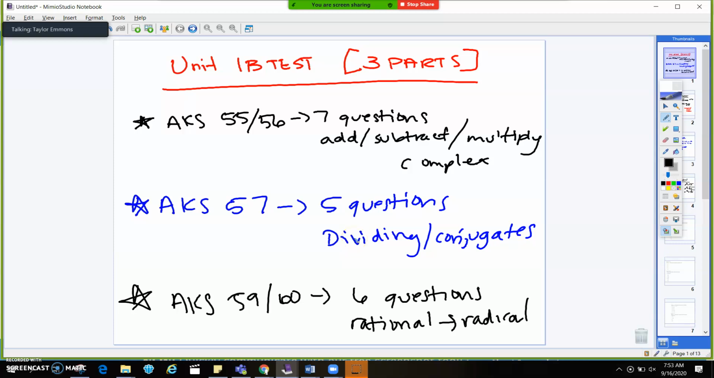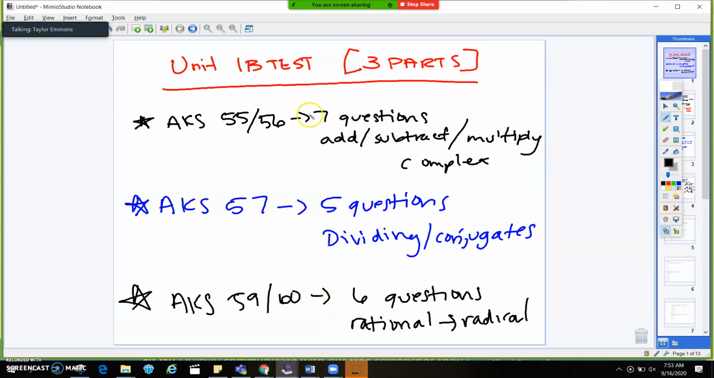So the first thing that everybody always asks is about the Unit 1B test, how many questions are on each thing. So there are 3 actual parts. So remember, we are going to be AKS, standards-based grading. So that means that you're going to have 3 different AKS that you've got going on.